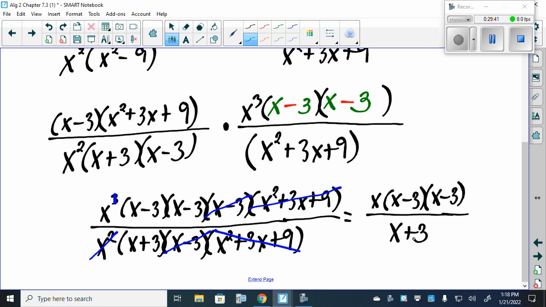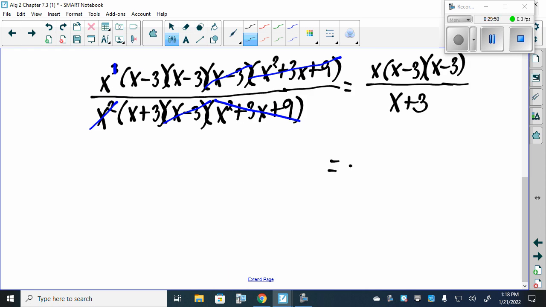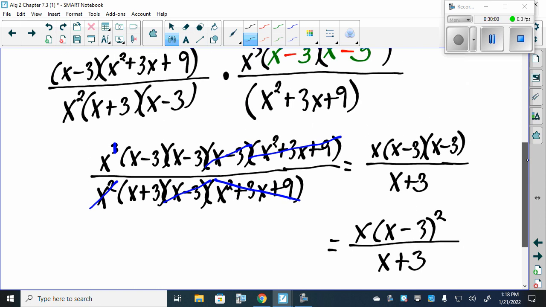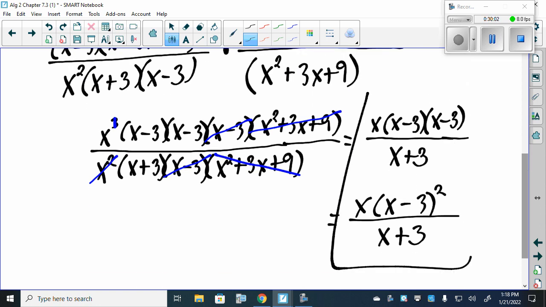So why can't we combine x minus 2 and x minus 3? To this here? Yeah. Those are the same thing. Those are the exact same answers. It's just a different way to write it.